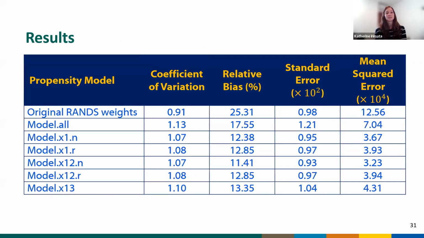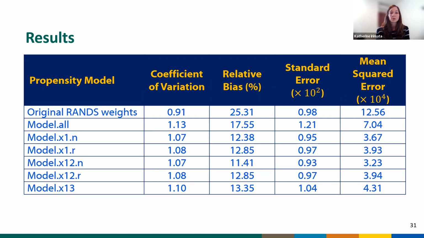And so the full set of results are shown here in this table. You can see on the rows are the different estimation methods or propensity score models that were used. And then across the top, we report the coefficient of variation, so looking at a measure of just variation in our weights, the relative bias, and so this is compared to the NHIS asthma estimate. And then we have the standard error and the mean squared error for our estimate.